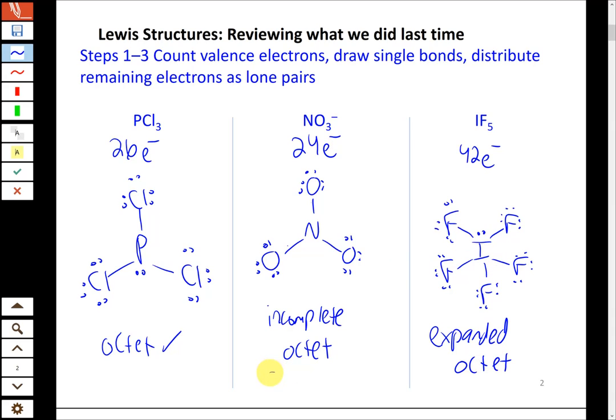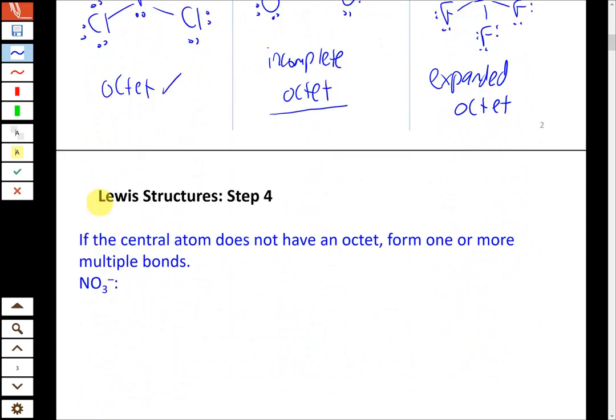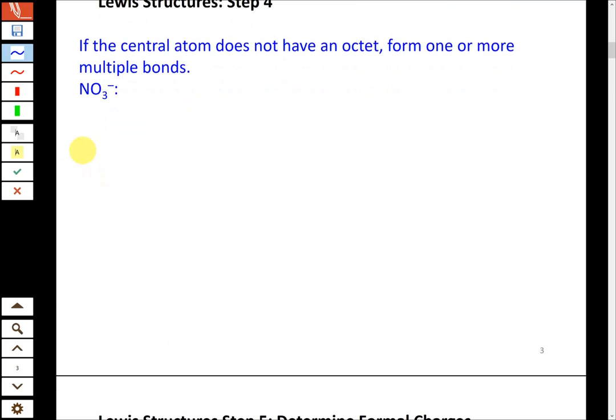But anytime you have an incomplete octet on your central atom, unless it's one of those 2 exceptions, beryllium and boron, then we need to do some more things to it. So here's how we're going to deal with incomplete octets on the central atom. As of now, we only have single bonds, but if your central atom has an incomplete octet, that's the time when you know that you're going to need to draw one or more multiple bonds to make sure that the octet on the central atom is completed.